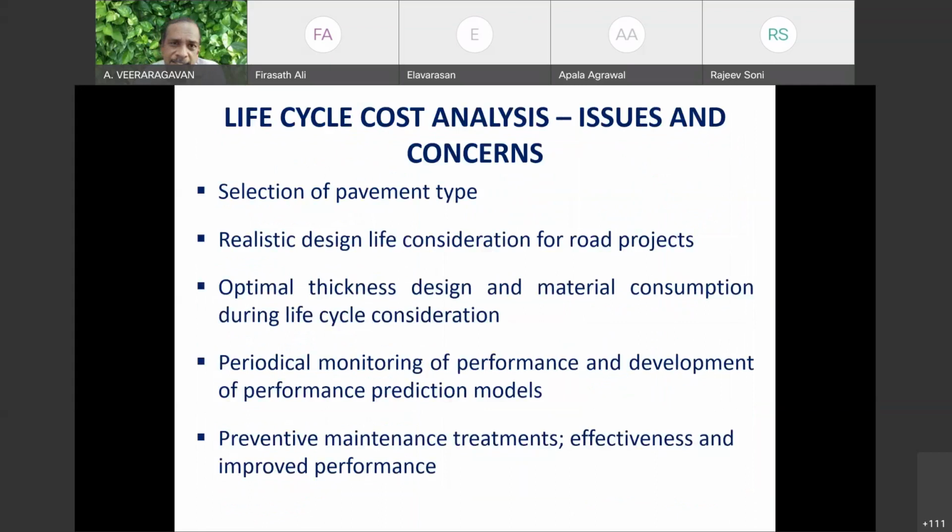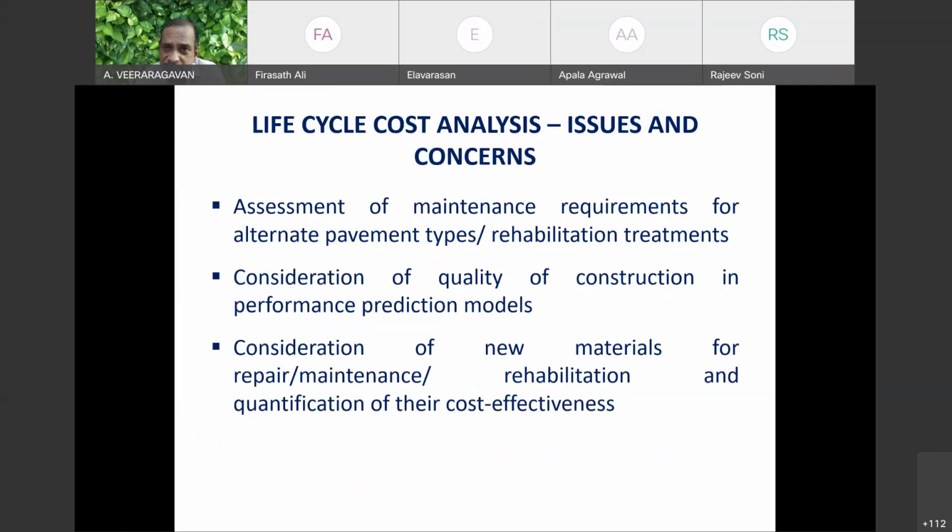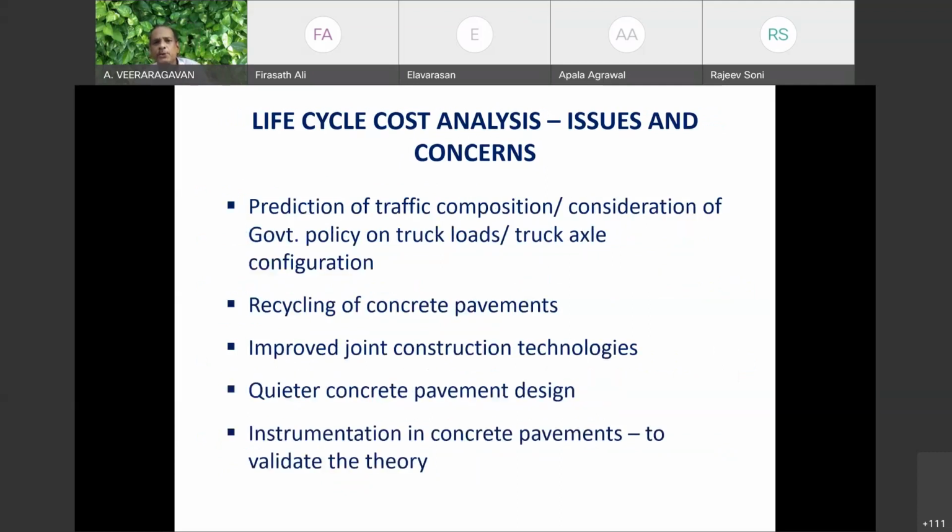So the challenge is selection of the pavement type, realistic design, optimal thickness that has to be arrived at, periodic monitoring so that performance prediction models can be developed, quantify the effectiveness benefits of preventive maintenance, which can again extend the life of the pavement, assess the maintenance requirement so that appropriate pavement type can be selected. Importance is the quality of the construction, new material and design will be the challenge. Issues are the prediction of the performance of alternate designs. How do you recycle the concrete pavement? Joint construction is another issue. Jointed pavement is again another area for research.